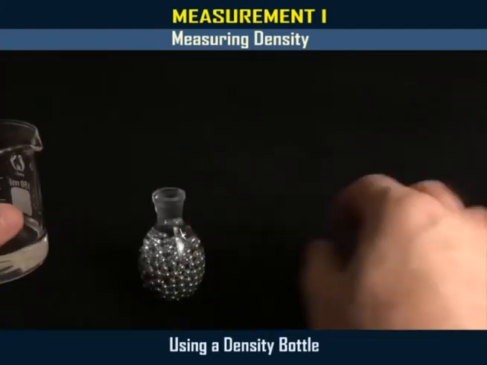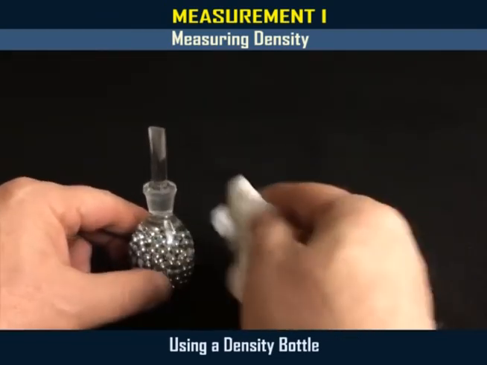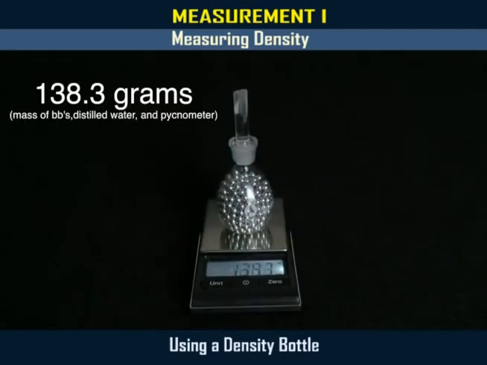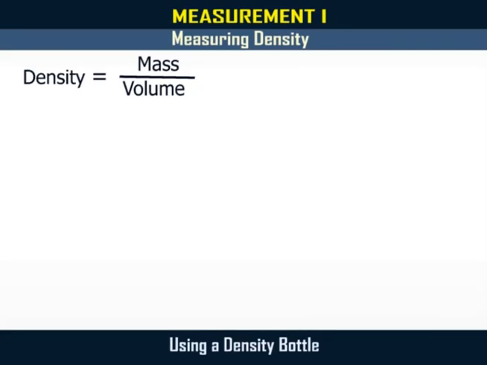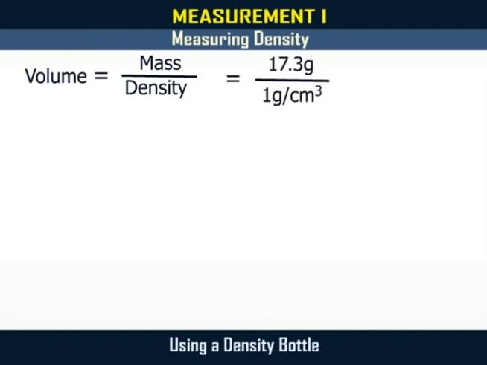Next, we fill the bottle with water and measure the mass again. It's 138.3 grams. That means the additional water is equal to 138.3 minus 121.0, giving us 17.3 grams. Now, since we know both the mass and the density of the water added, we can calculate its volume. Density is equal to mass over volume, so volume is equal to mass over density. That will be 17.3 grams over 1 gram per cubic centimeter.